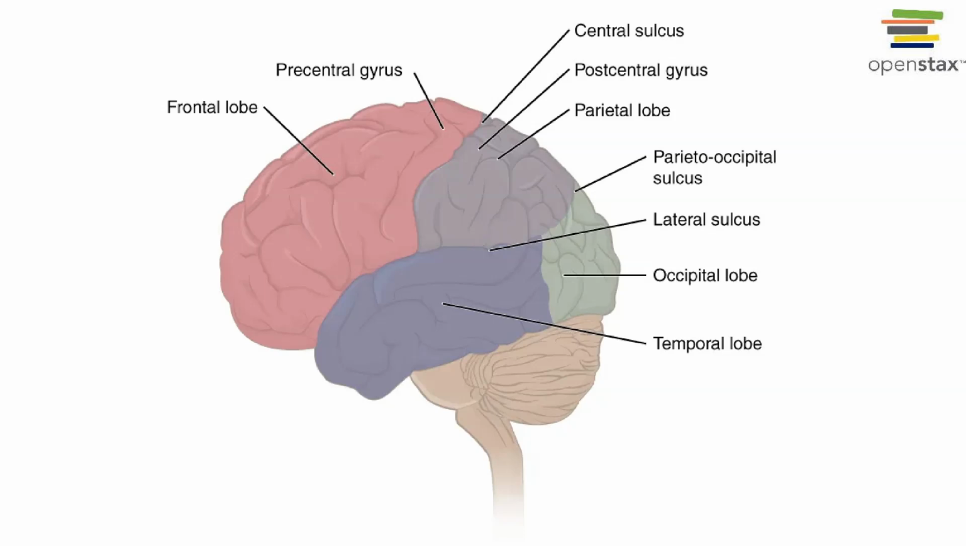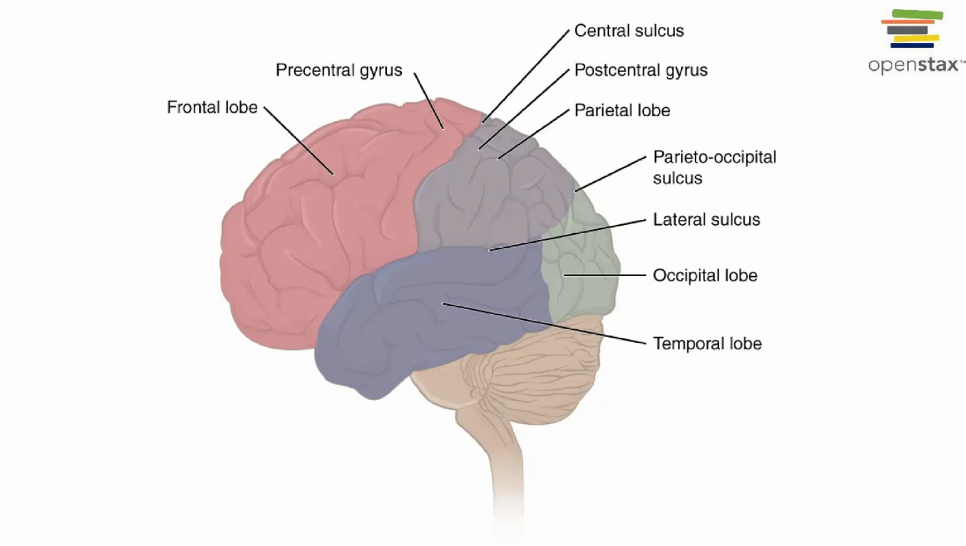The parietal lobe is responsible for somatosensory perception. That's touch, temperature, pain, and spatial awareness. The postcentral gyrus in this lobe contains the primary somatosensory cortex, which receives and processes input from the body. The occipital lobe is located posterior to the parietal lobe. This lobe contains regions that handle visual perception, interpreting information from the eyes, allowing us to recognize objects, colors, and movement.